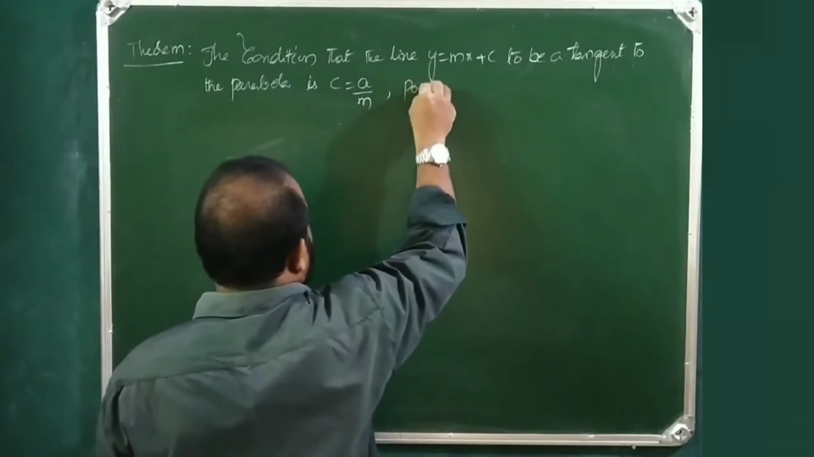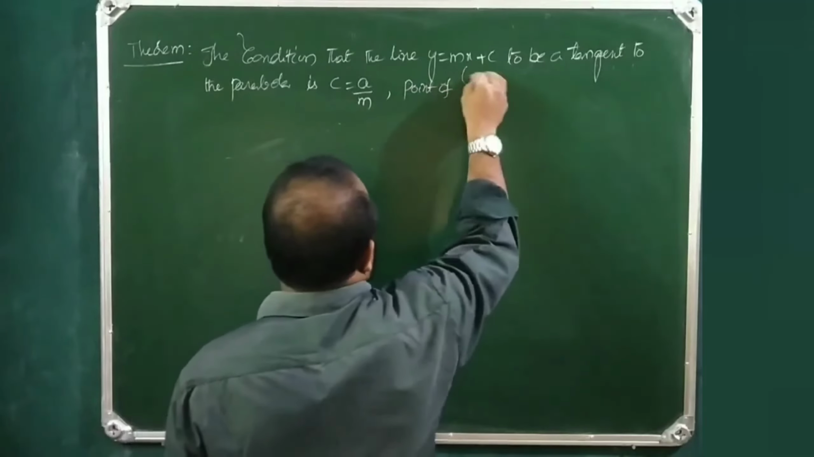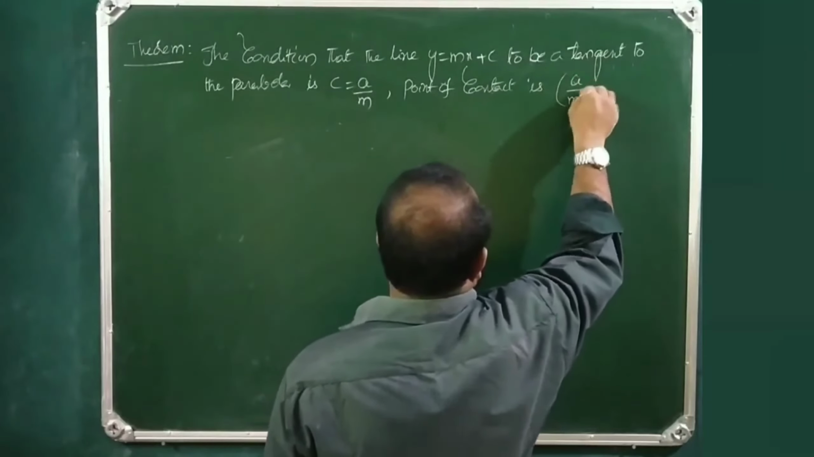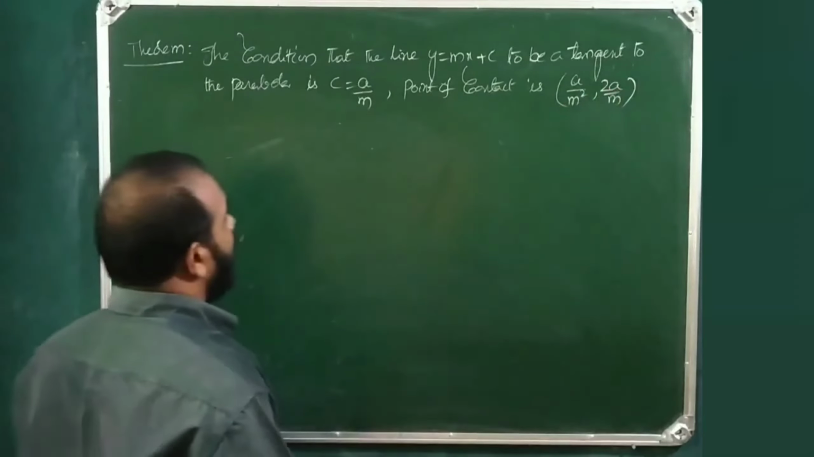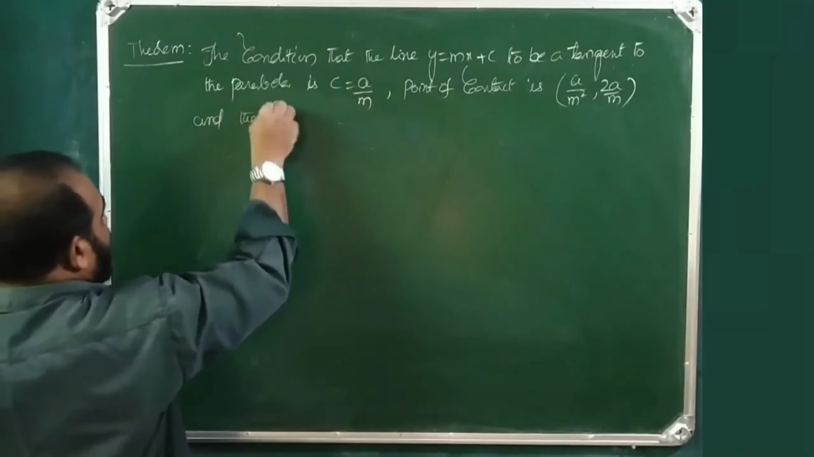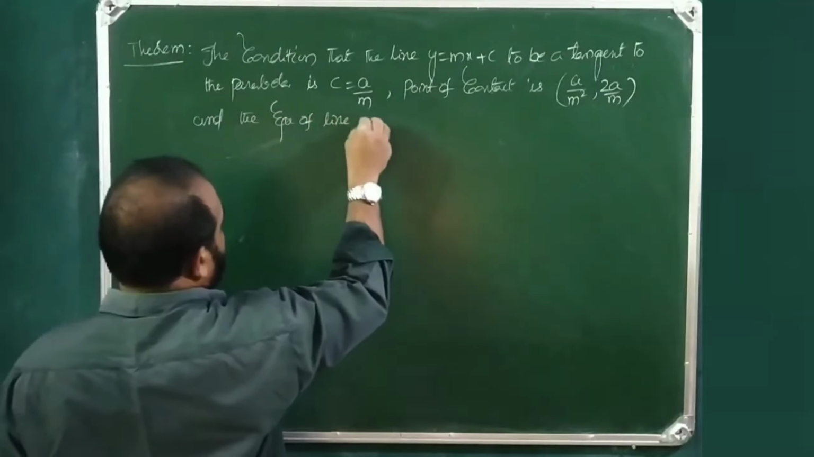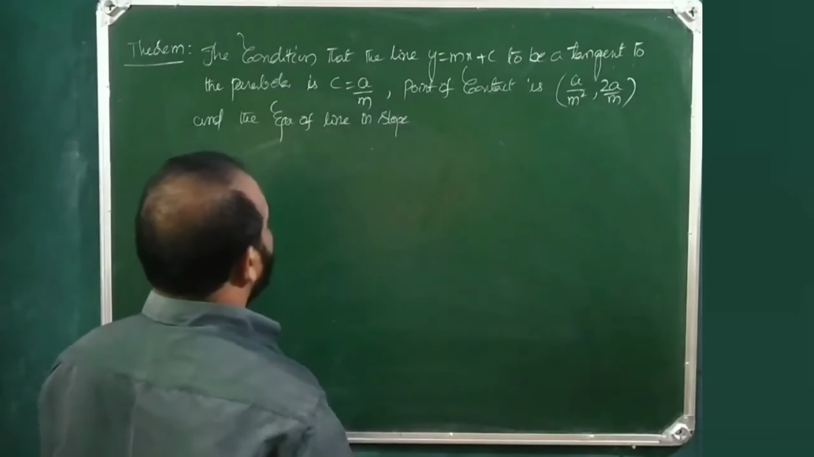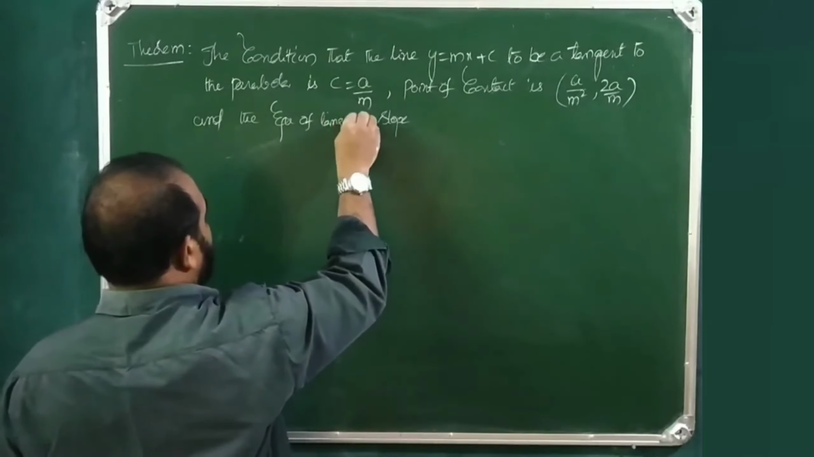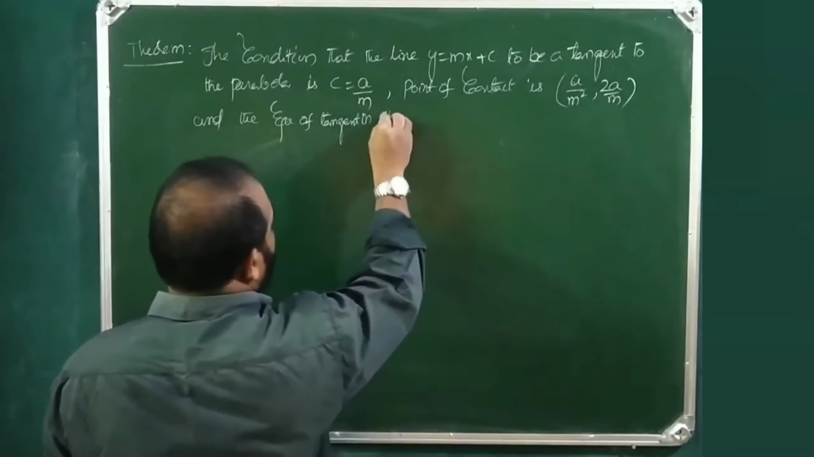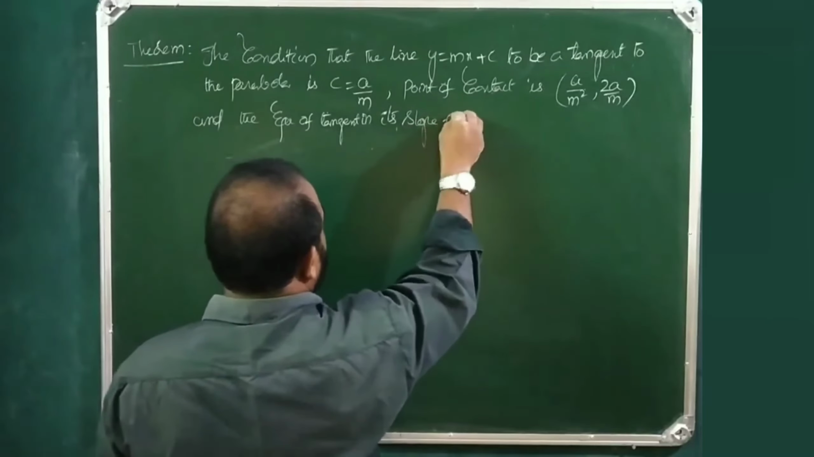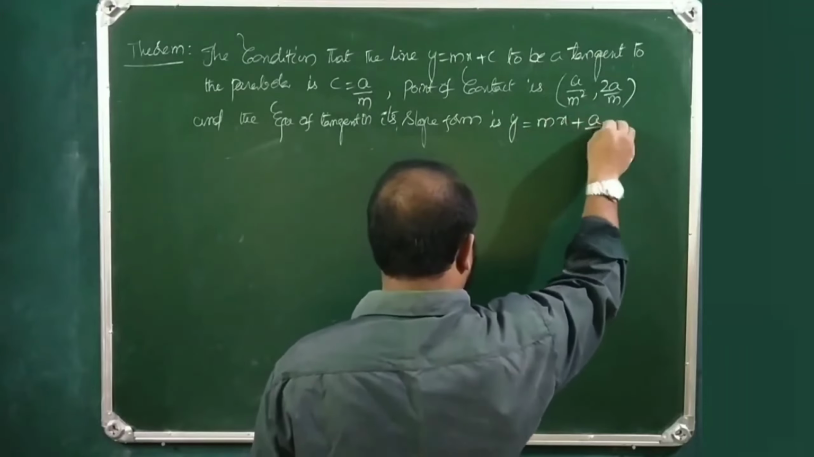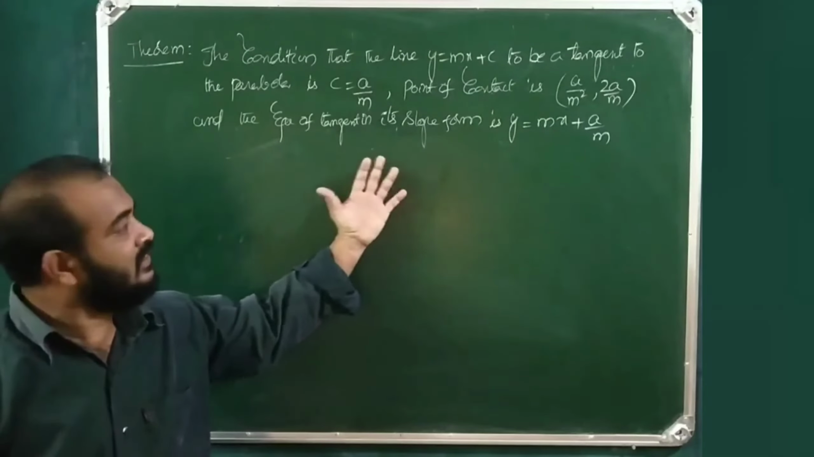The point of contact is (a by m square, 2a by m), and the equation of the tangent in its slope form is y equals mx plus a by m. So let us deduce these conditions.